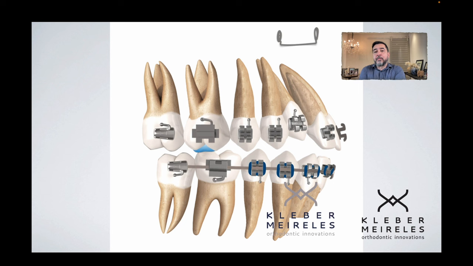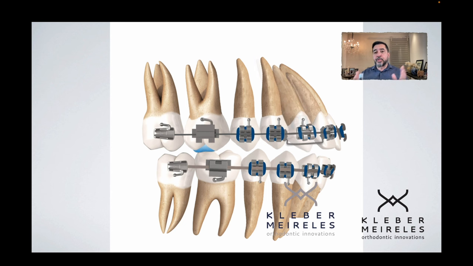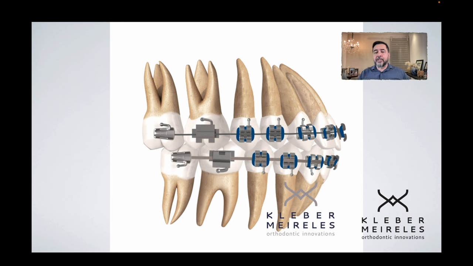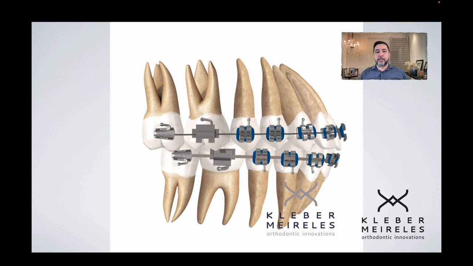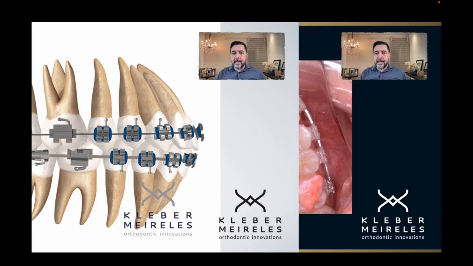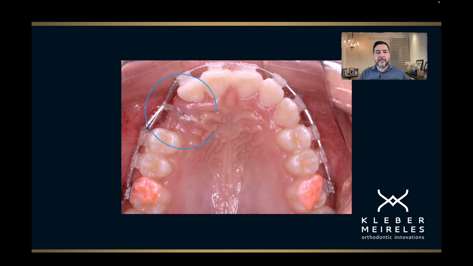But as we know, if we are applying a thin, very soft archwire for that, we can't control the movement of the root. We just control the movement of the crown going buccal. But after that, we need to adjust the position of the crown and the root. And that's what I'm going to show you in this case here.